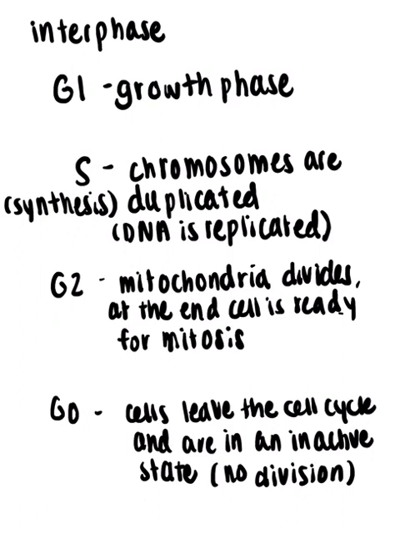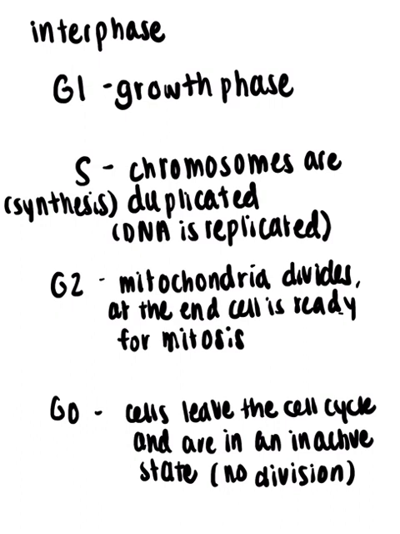So interphase. G1 is the growth phase. This is where the cell begins to grow. And then you have S phase, which is synthesis, and the chromosomes are duplicated. So in other words, DNA is replicated. Then you have G2, and the mitochondria divide, and the cell is ready for mitosis by the end of G2.